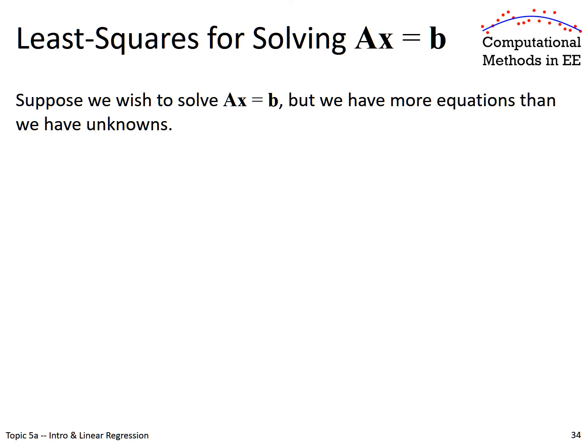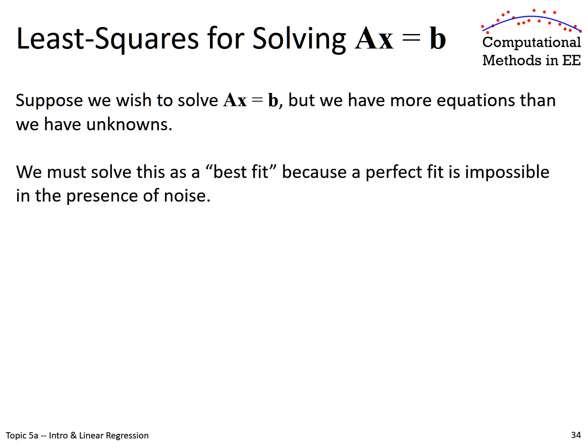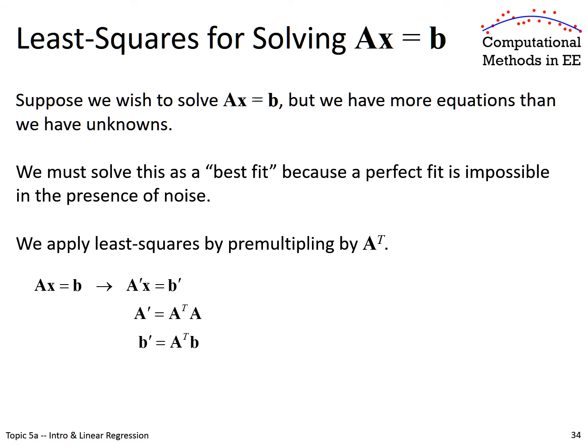So really, anytime we're given a linear algebra equation, AX equals B, and we have more equations than unknowns, we can solve this in the sense of least squares. When we do that, it's a best fit, and it's not necessarily exact. So given AX equals B, we will simply calculate a new A and a new B by pre-multiplying by the transpose of A. And now we have a new AX equals B, which has exactly the same number of equations as unknowns, and that's easily solvable.